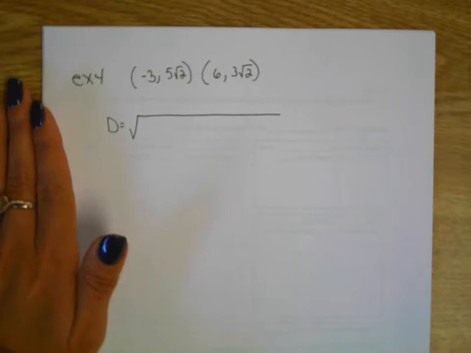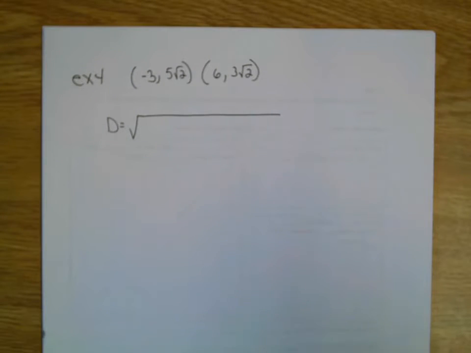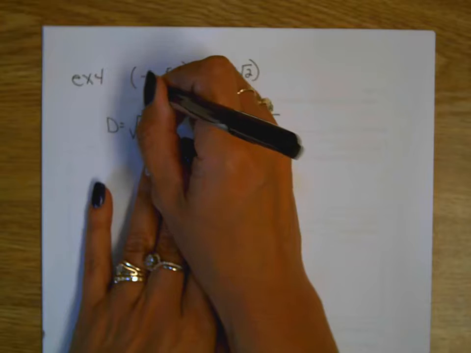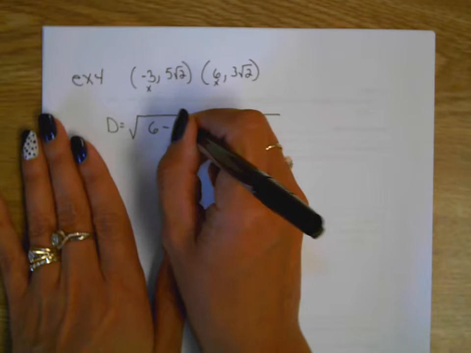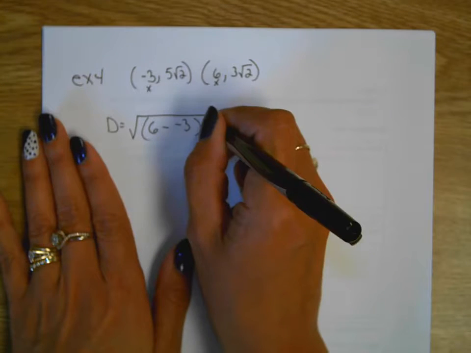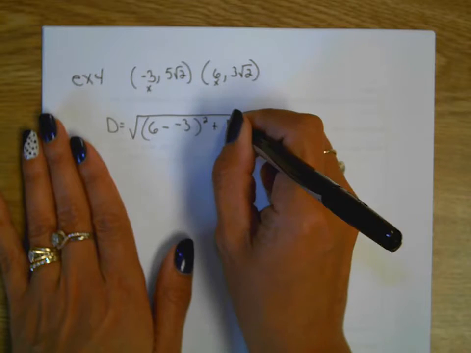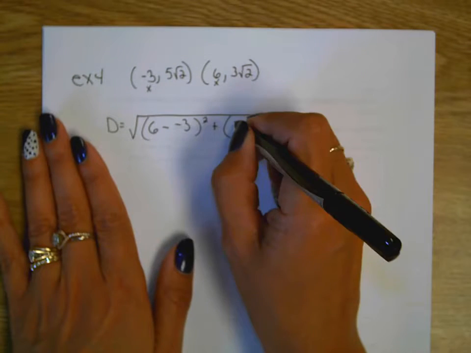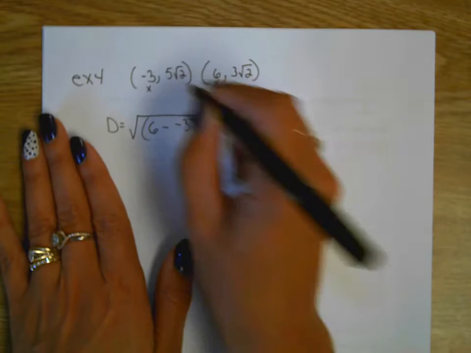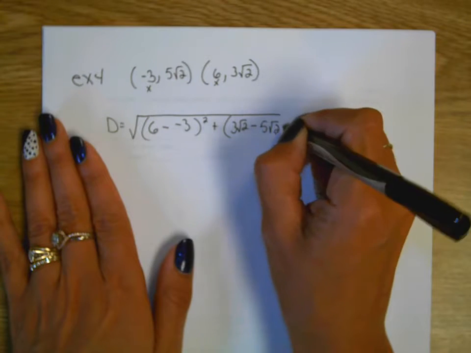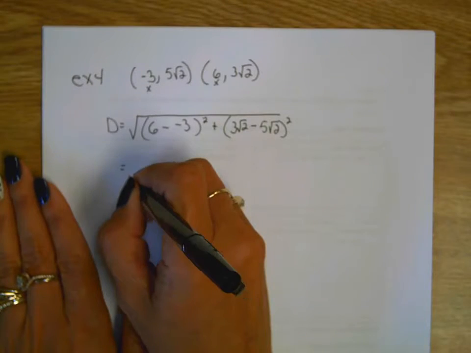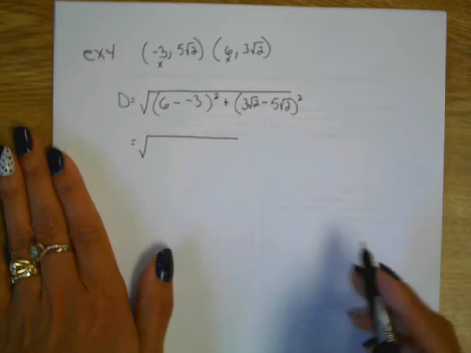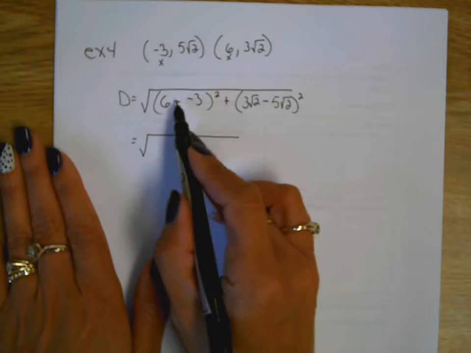Doesn't matter which point you start with. Just make sure you're grabbing x with x and subtracting, and y with y and subtracting. So if I start over here, here's my x. This is 6. The other x is a -3, and I'm subtracting. So I'll go 6, subtract a -3, which is actually going to turn into adding. 3 square root of 2, subtract 5 square root of 2. No calculators needed. Okay, what is 6 subtract a -3?